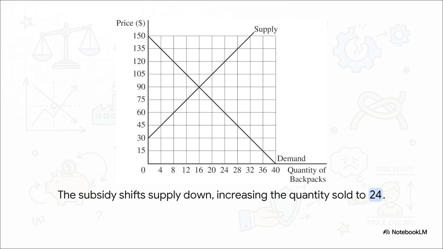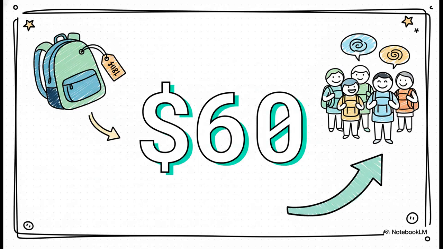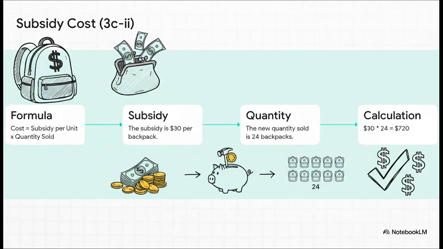Now, notice where this new supply curve hits the demand curve. The quantity sold actually jumps up to 24. That's even more backpacks than in the original perfect market. So what's the price for consumers? Well, if you trace that new quantity of 24 up to the original demand curve, you can see the price consumers pay is now just $60. So they get a cheap backpack and there's no shortage. This sounds like a perfect win-win, right? Well, there's always a catch.